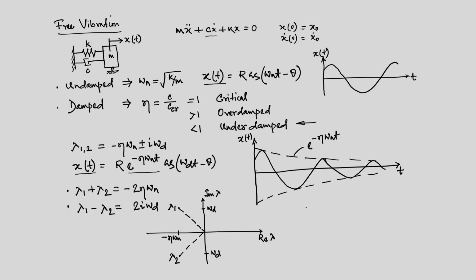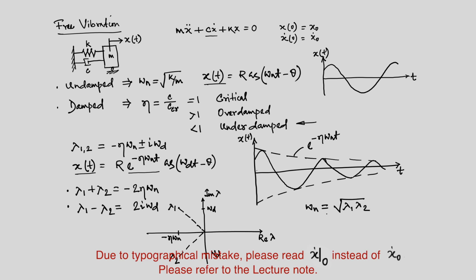So, what is omega n? Omega n, in terms of the roots, is the square root of lambda 1, lambda 2. And what is eta? Eta is equal to minus (lambda 1 plus lambda 2) divided by twice omega n. You can easily prove this, it is very simple from the expression of the roots that we have derived. So, that tells us how the system behaves under the influence of damping when we have free vibration.